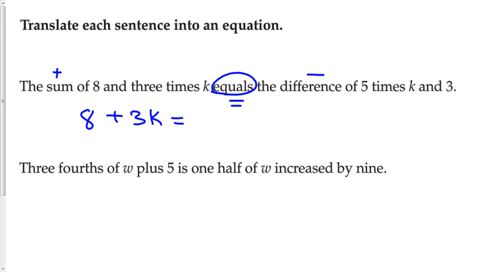Next thing is the difference. So difference means to subtract, and now this has two pieces. So it's the difference of what two pieces? This is the first piece, and this is the second piece, because it's put together by an and. And so it's the difference, which means subtraction, of 5k and 3.